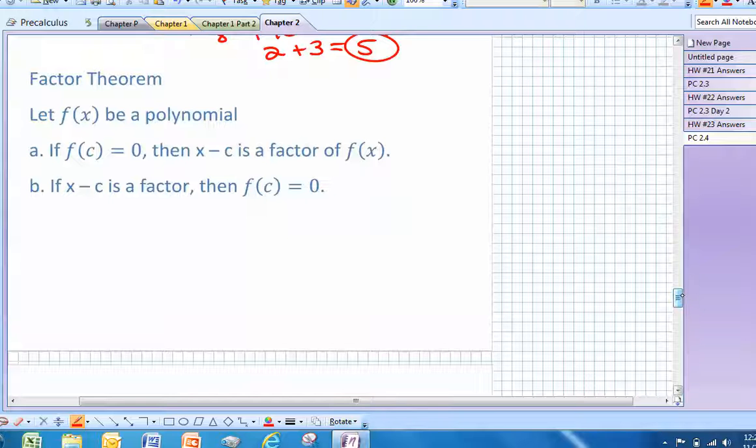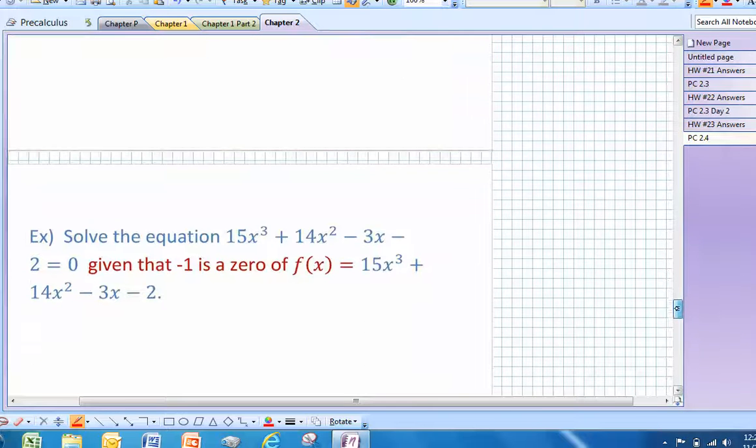So basically, the factor theorem says that if you have a polynomial and f of c equals 0, then x minus c is a factor of the polynomial. And if x minus c is a factor, then when you substitute c in, it gets 0. So for example, well, let me give you an example.